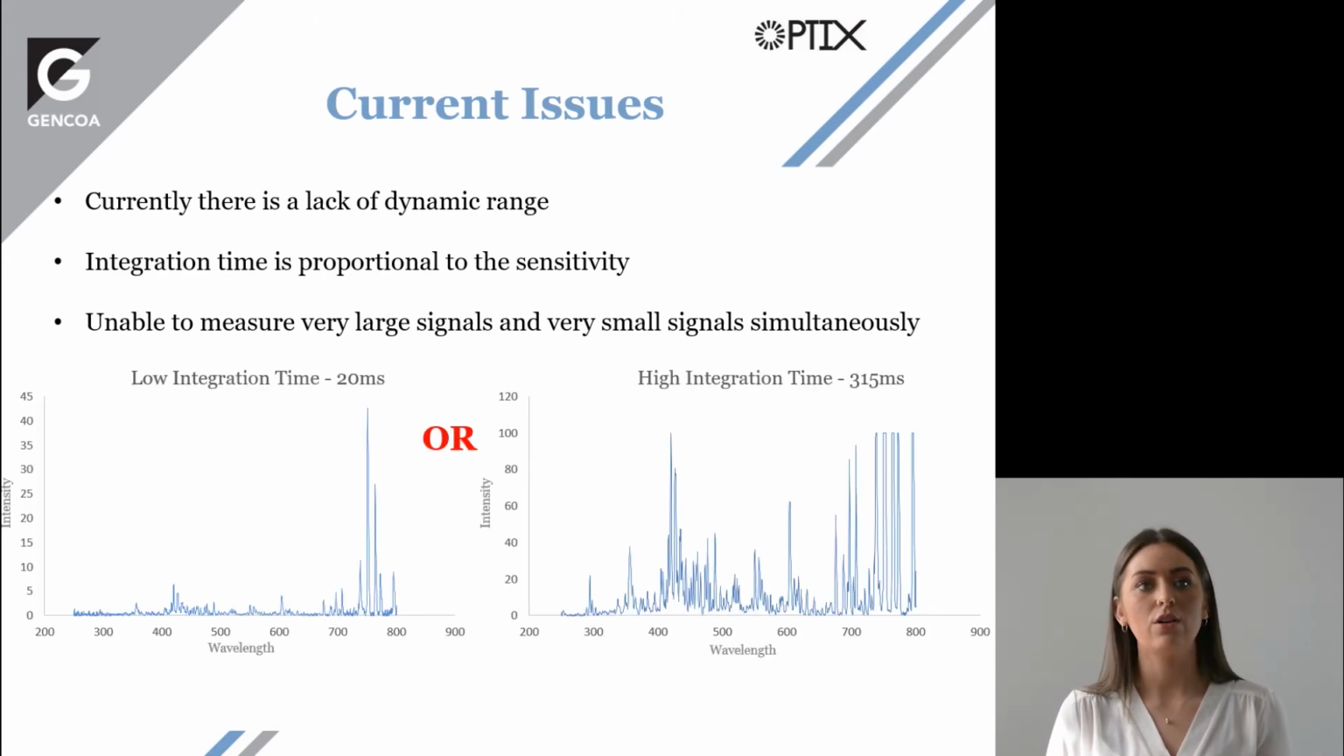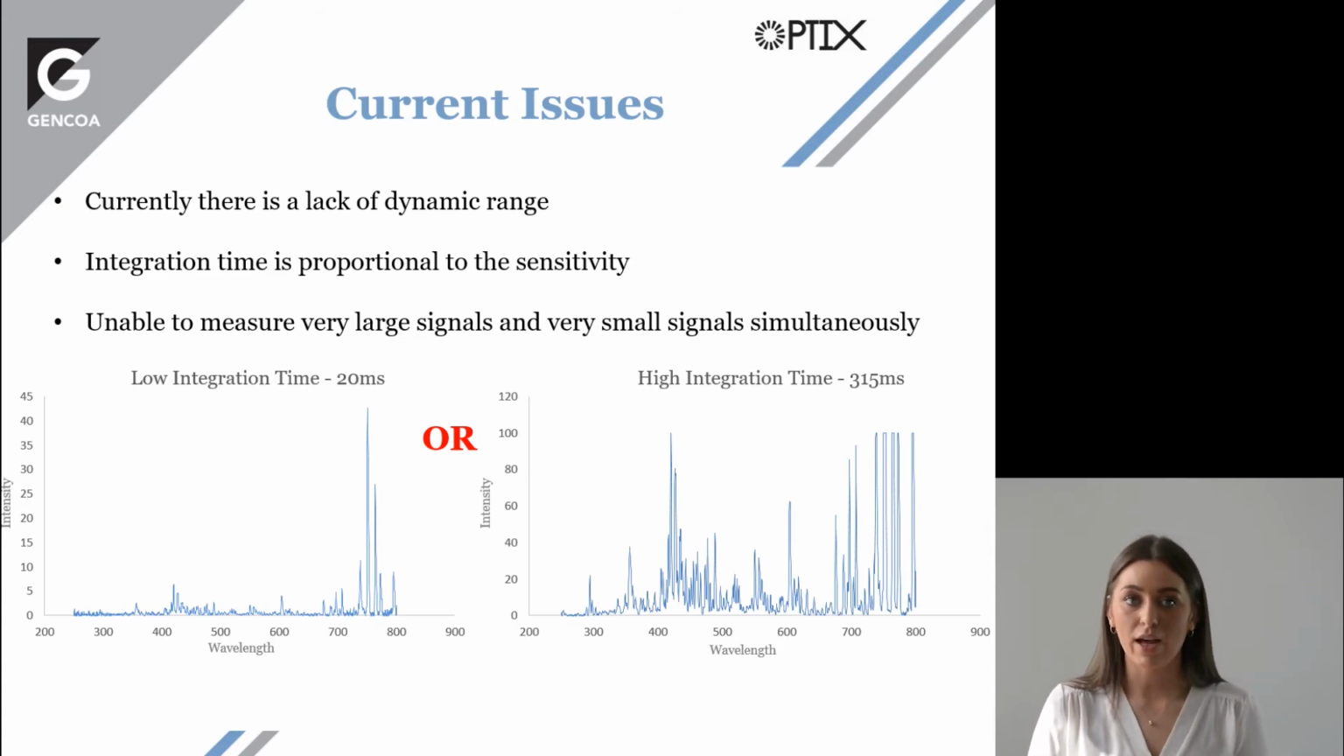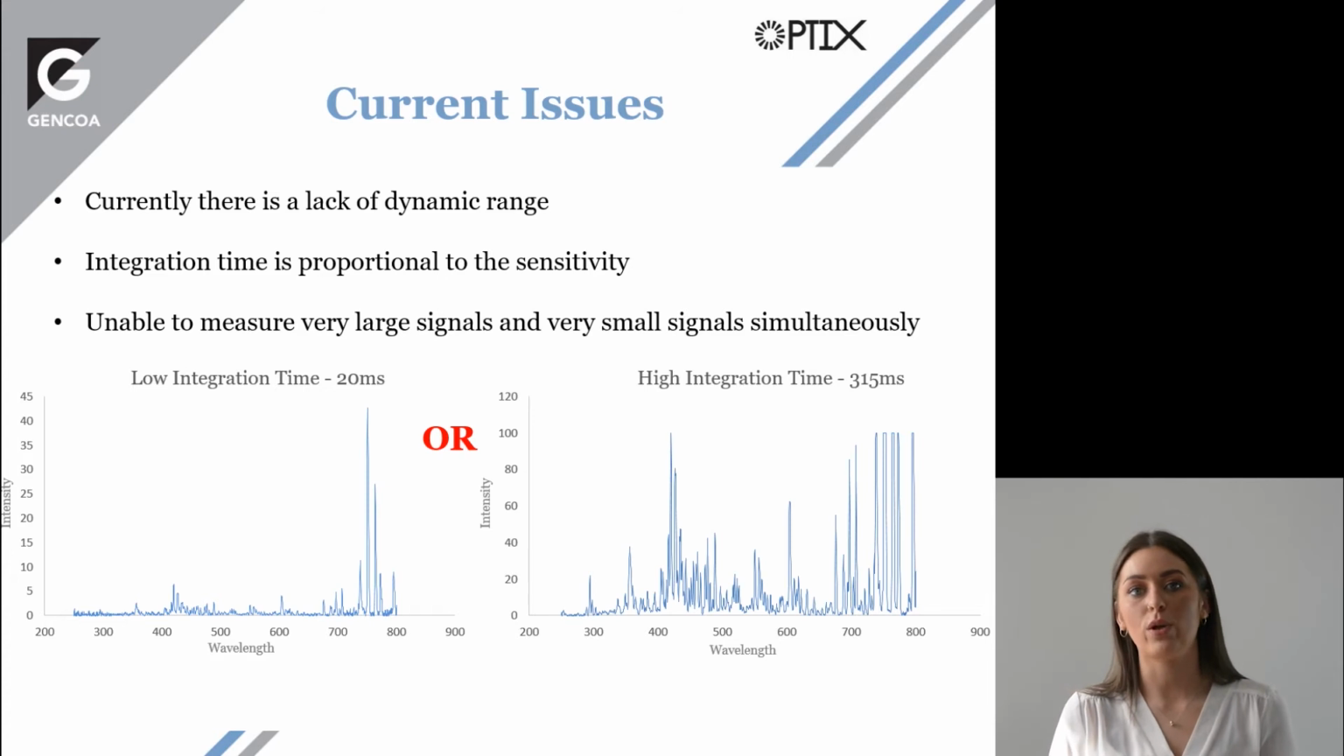On the left, we have a low integration time of 20 milliseconds, and you can see the detail of the larger signals. And then on the high integration time, 315 milliseconds, the lower signals are amplified, so the intensity is increased, but we start to lose detail on the larger signals as those peaks have been saturated.